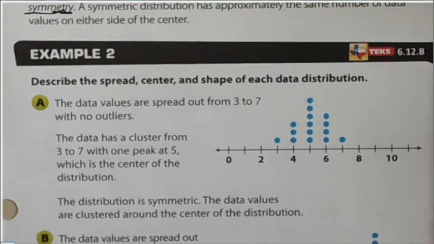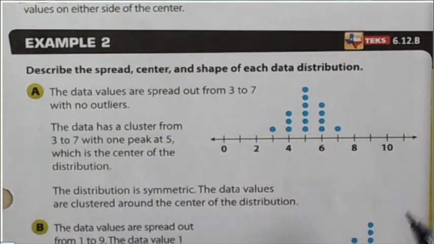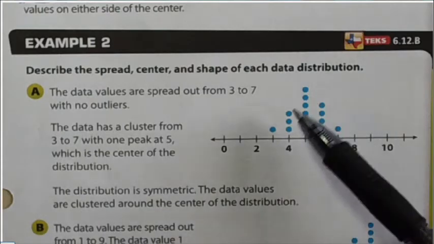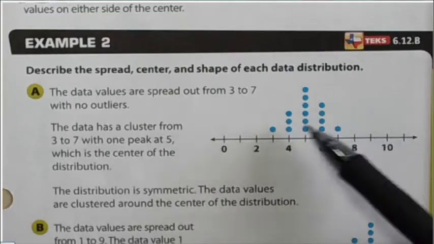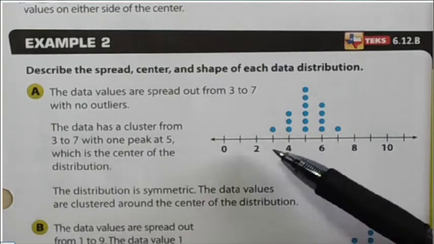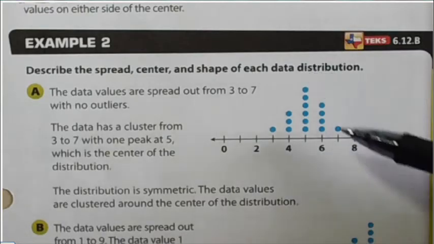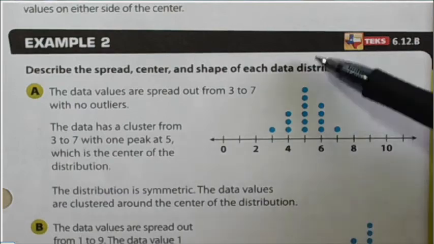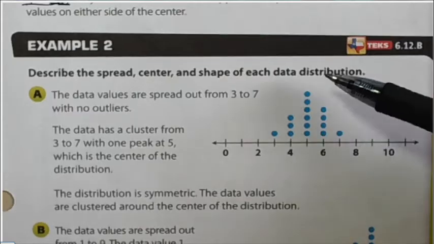So A says the data values are spread out from 3 to 7 with no outliers. Outliers would be things that are way out, greater than or less than, and I don't see either of those. So all of our data is in a cluster, which is one of the words we talked about a second ago. Everything is clustered together. It does form a peak, because if you look at it, the 5 is the peak, the very top of it. And if I were to cut this in half, it would be pretty symmetrical because they'd be almost the exact same, not perfectly, but pretty close to being the exact same on both sides.